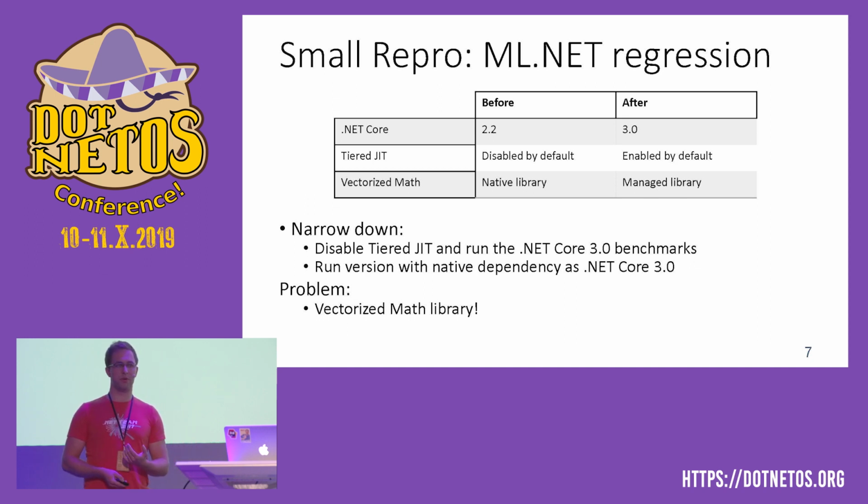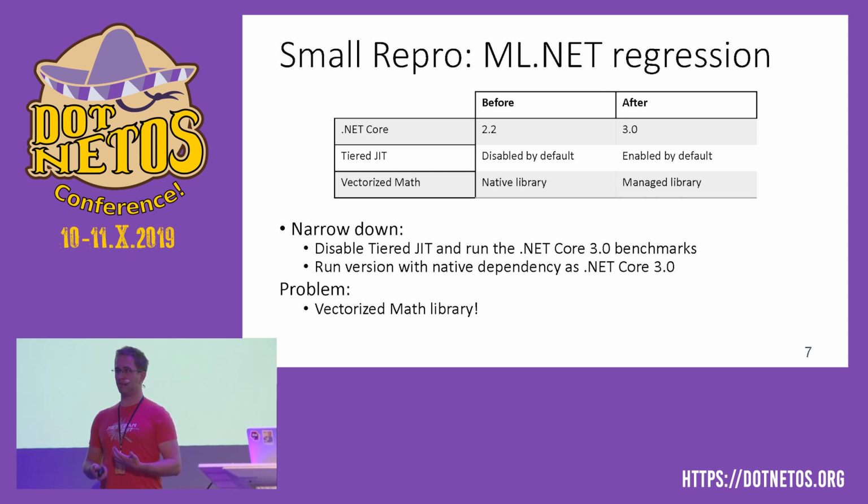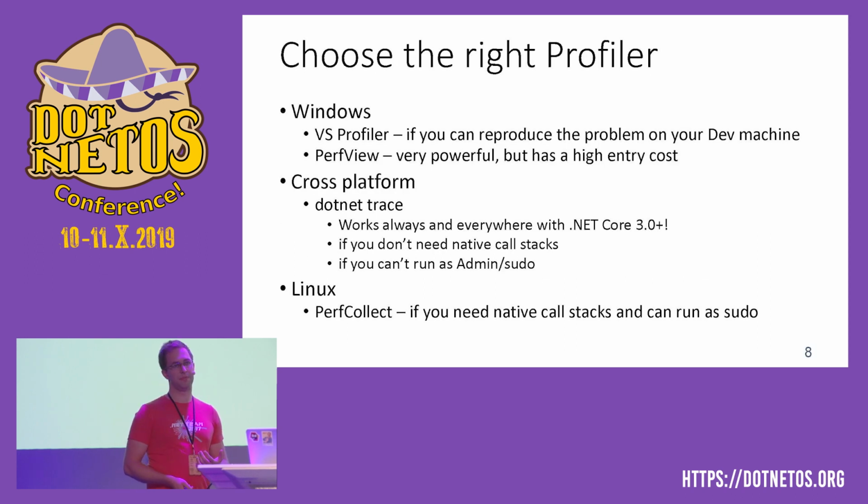To narrow down the problem, I disabled TieredJIT and ran the benchmarks for 3.0. By doing that, I was able to make sure that TieredJIT is not guilty here. Second of all, I updated the version of the .NET Core runtime to 3.0 for the version with native dependency. By doing that, I was able to narrow down that it's not .NET Core 3.0. So I was able to say that, hey, the problem is in the vector math library. And this is when we start the profiling.